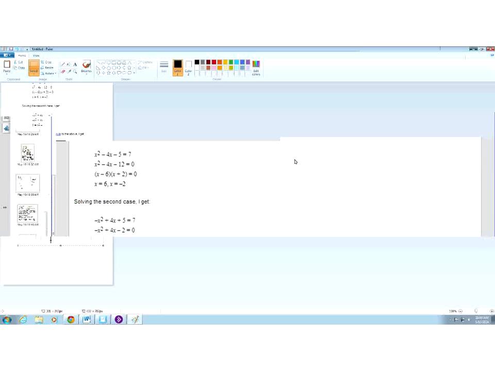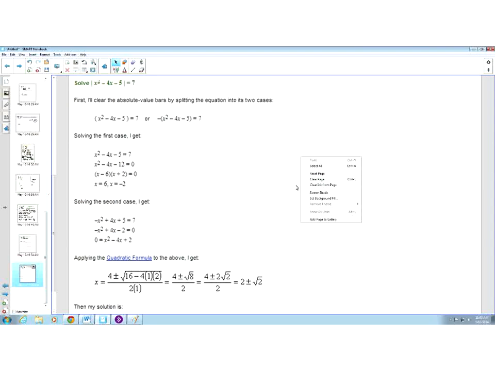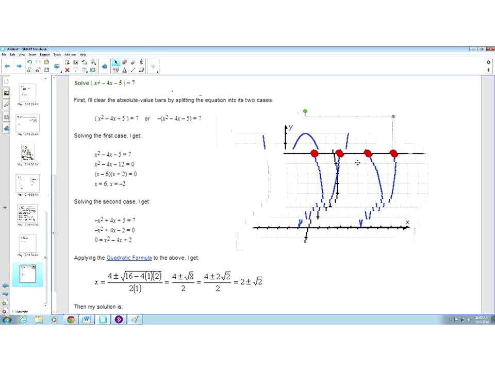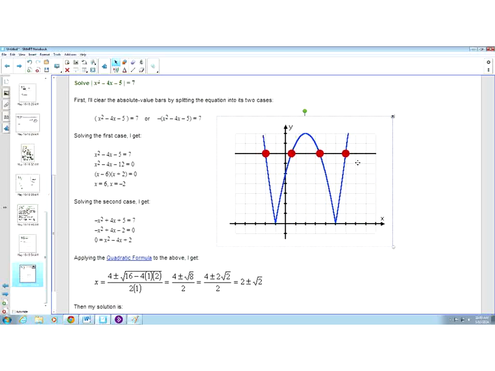And here would be a graphical solution to this particular absolute value inequality, or equality rather. So here's the absolute value of the square root function, of the absolute value of the quadratic, shown here, and then the four solutions plotted here.